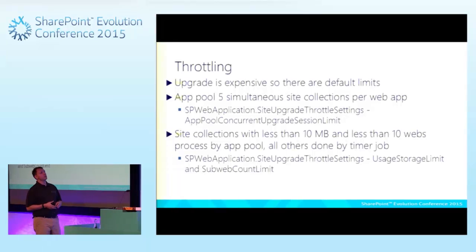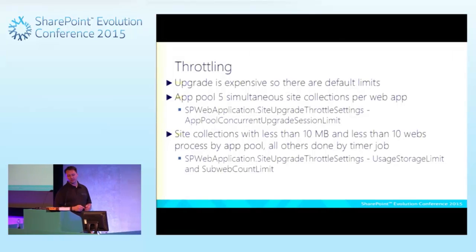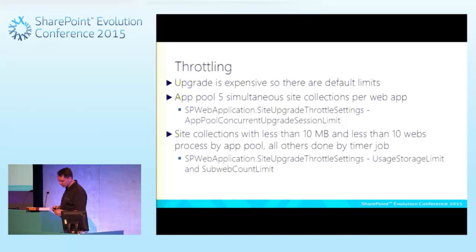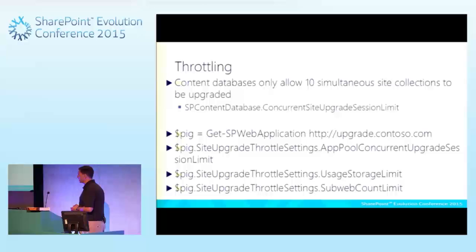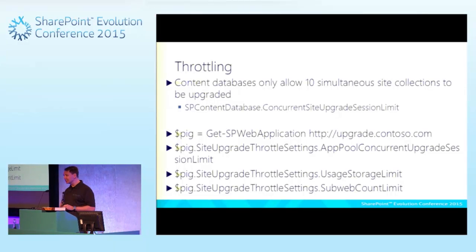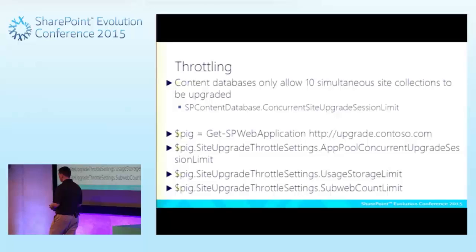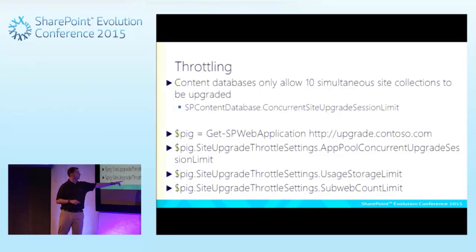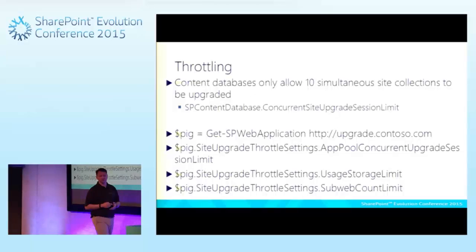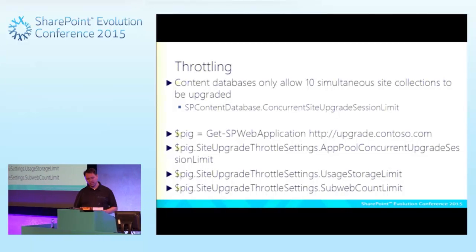I'm not going to go through all of them, but you can throttle the amount of site collections per web app that happens. You can change that size if you want bigger ones to happen inside of the app pool. There are throttling limits on how many site collections per content database, so even if they haven't met the throttling condition for the web app. And here are some creative PowerShell on how to see those and set those. So you've got the site collection throttle settings, storage count, web count, all that kind of stuff. You can get in there and tweak those. Be careful with those. Those are there for a reason. So make sure you test all those.